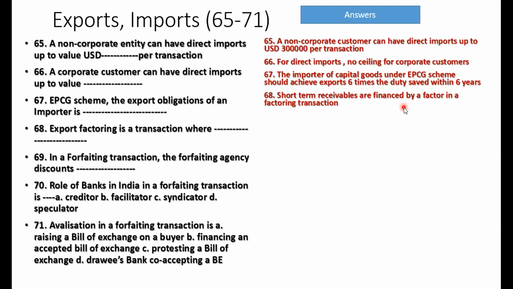Now this question: forfeiting is nothing but discounting a deferred export receivable. There are two kinds of receivable: short-term receivable and deferred receivable. Short-term receivable means within 6 months, 9 months, you will get the dollar. What is long-term receivable? Suppose you have done a project in Ethiopia. The Ethiopian government will make the payment in 5 years, in 5 installments. Our exporter need not wait 5 years because that is a loss for him.